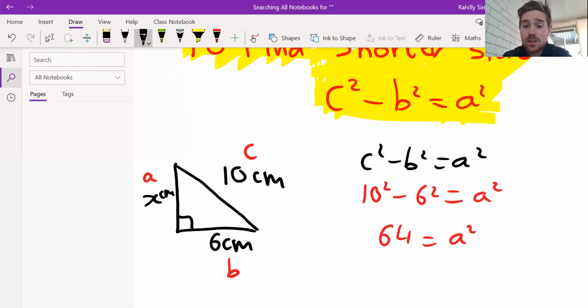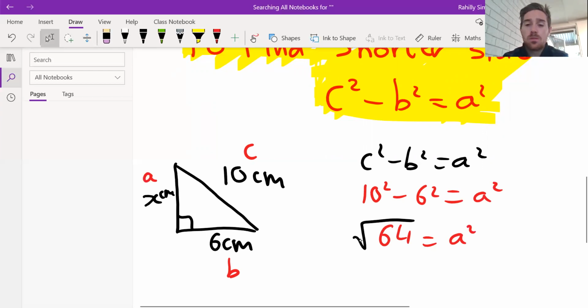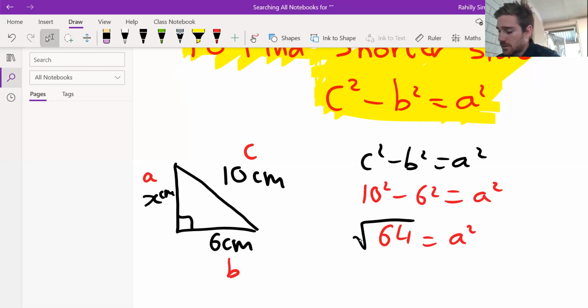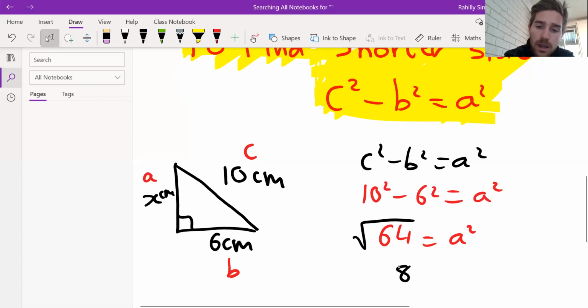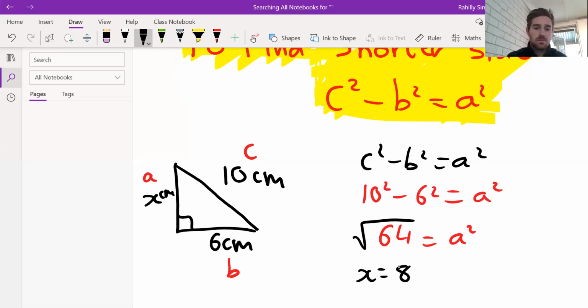Our answer is not finished yet at 64. We need to find the square root of 64 before we can move on. Square root of 64 is, do that on your calculator, is 8. So x equals 8. There is your shorter side.